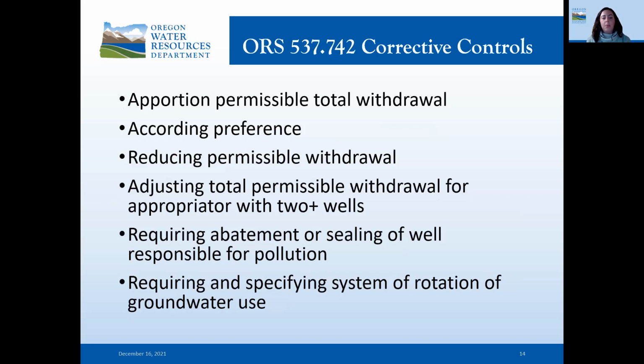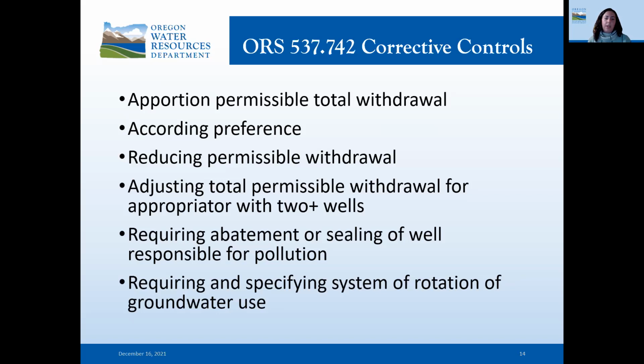The provision apportioning the permissible total withdrawals established by rule under Section 730 among groundwater appropriators in the area in accordance with their relative priority dates. A provision according preference without reference to relative priorities to withdrawals for groundwater in the area for certain purposes. A provision reducing the permissible withdrawal of groundwater by any one or more appropriators or wells in the area. A provision adjusting the total permissible withdrawal of groundwater by an appropriator that has two or more wells in the area, or a provision forbidding the use of one or more wells completely.